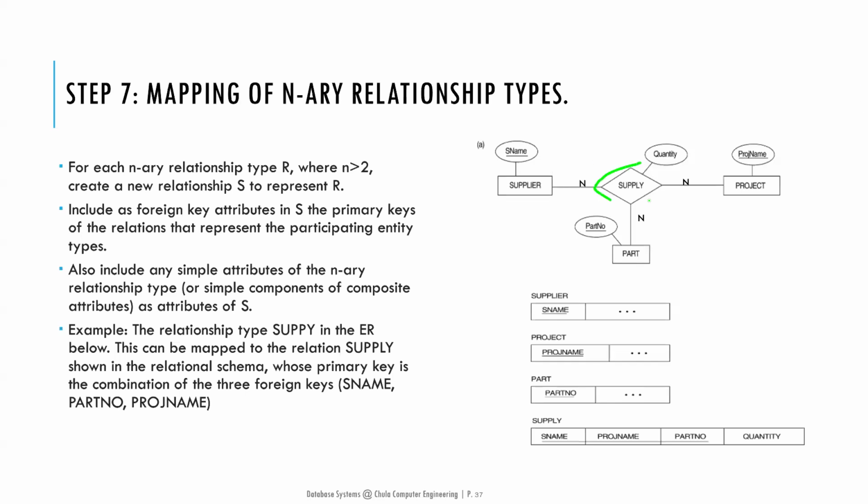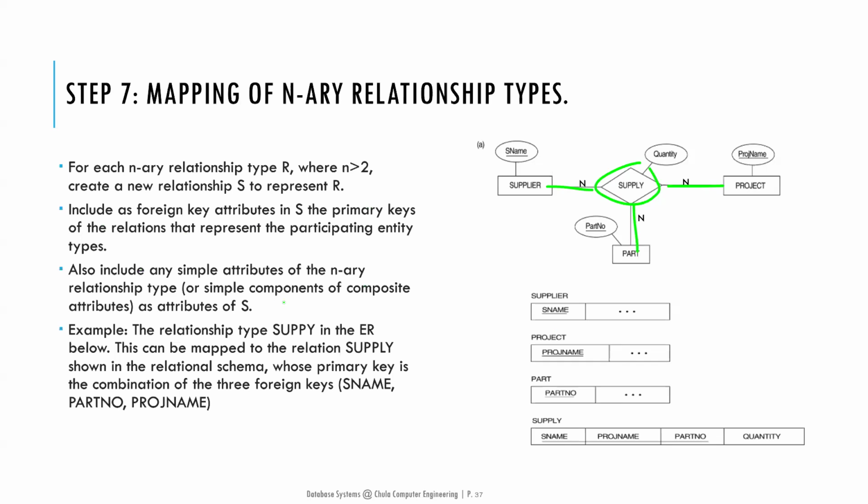What it means is that for this supply, there are 3 sides, right? So when you have a relationship type that has more than 2 connections, what you do is always create an extra relation. For each n-ary relationship type R, where n is greater than 2, create a new relation S to represent R. We include as foreign key attributes in S the primary keys of the relations that represent the participating entity types, and include any simple attributes as well.